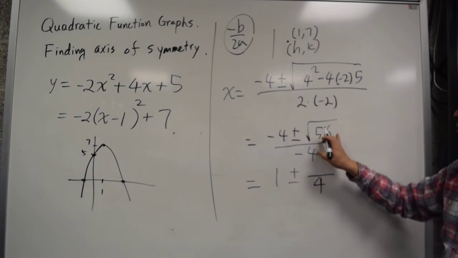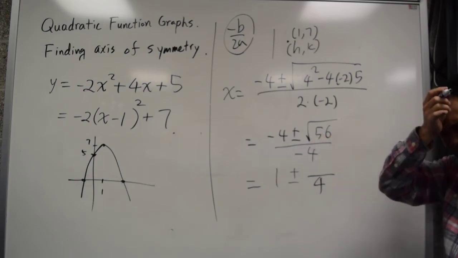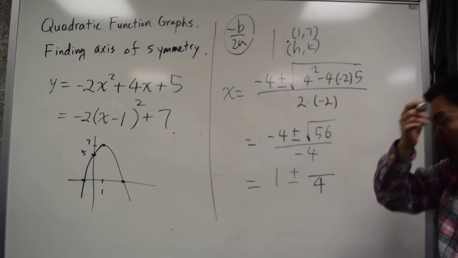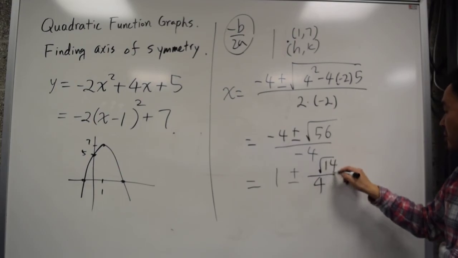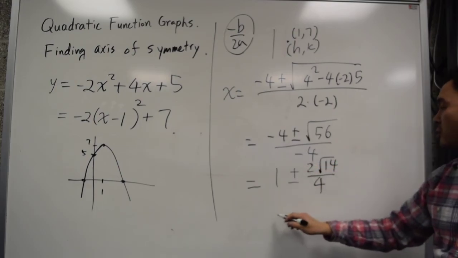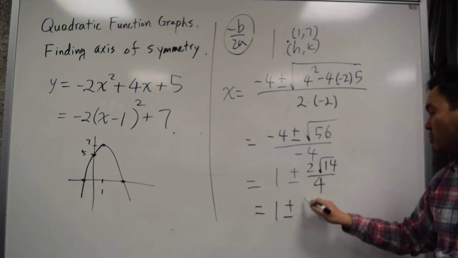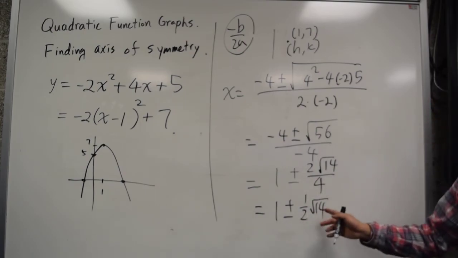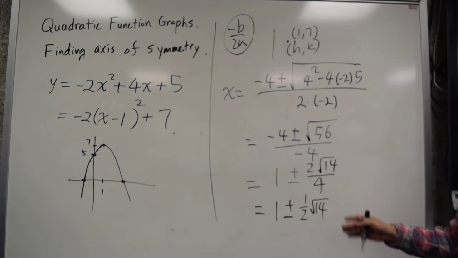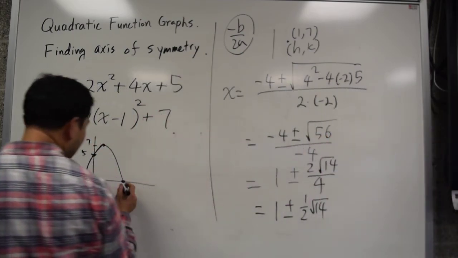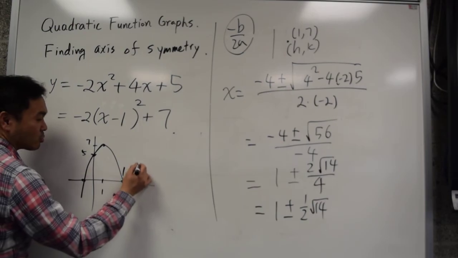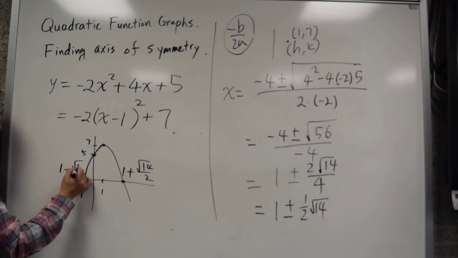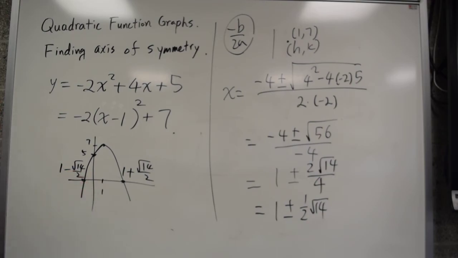56 is 4 times what? 14, square root of 14. 4 comes out as 2. So this is 1 plus or minus 1/2 times the square root of 14. Okay. Well, I did this quickly, but if you had the time to do it, you're going to get this. So I know that this point is 1 plus square root of 14 over 2, and this point is 1 minus square root of 14 over 2. Okay, that will be the perfect graph.